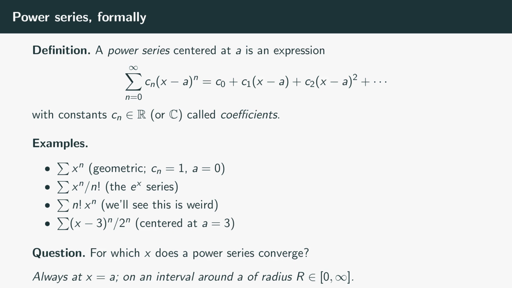And here is a power series that will turn out to be very strange, the sum of n factorial times x to the n, where the coefficients are the factorials. Spoiler, it converges only at x equals 0.